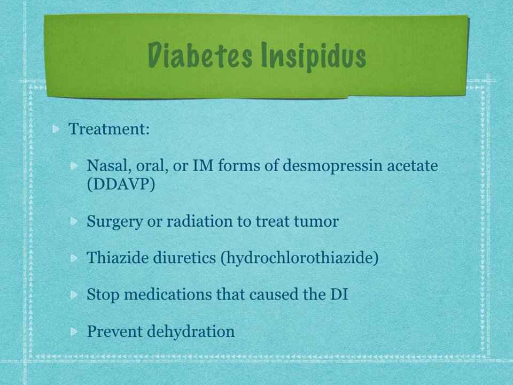The hydrochlorothiazide is used primarily with the nephrogenic DI, but it can also be used in both forms. The DDAVP is not used for nephrogenic DI because it is a problem with the way the kidneys are using the ADH, not a lack of ADH. If symptoms from nephrogenic diabetes insipidus are due to medications that are being taken, then we need to stop taking them.